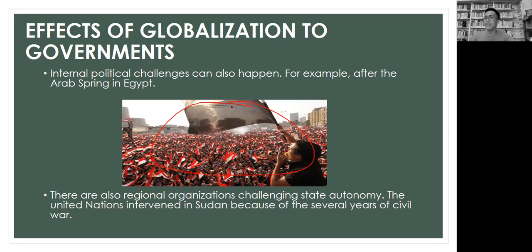What happened was a new constitution was created and a government was elected. The government was more fundamentalist and rejected the notion of a plural society that included religious diversity. So the military staged a coup that deposed the government in order to restore stability. And there are also regional organizations challenging state autonomy. The United Nations intervened in Sudan because of several years of civil war.